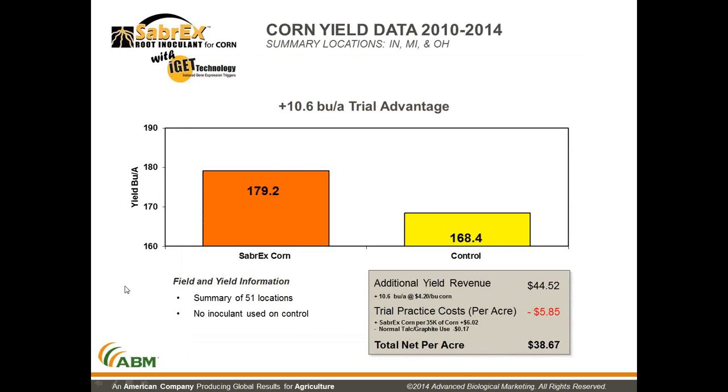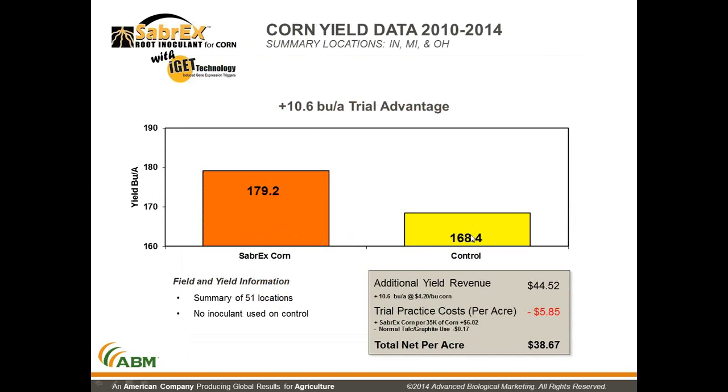Just to give you some data information, this data here was collected in Indiana, Ohio, and Michigan. Those are the 3 states that I cover, and this is 4 years of data, 51 locations. We're finding a 10.6 bushel trial advantage over non-Sabrex treated corn. Both corns, same hybrid, had the same base treatment from the seed company. The only difference was this side was treated with Sabrex and the control was not.